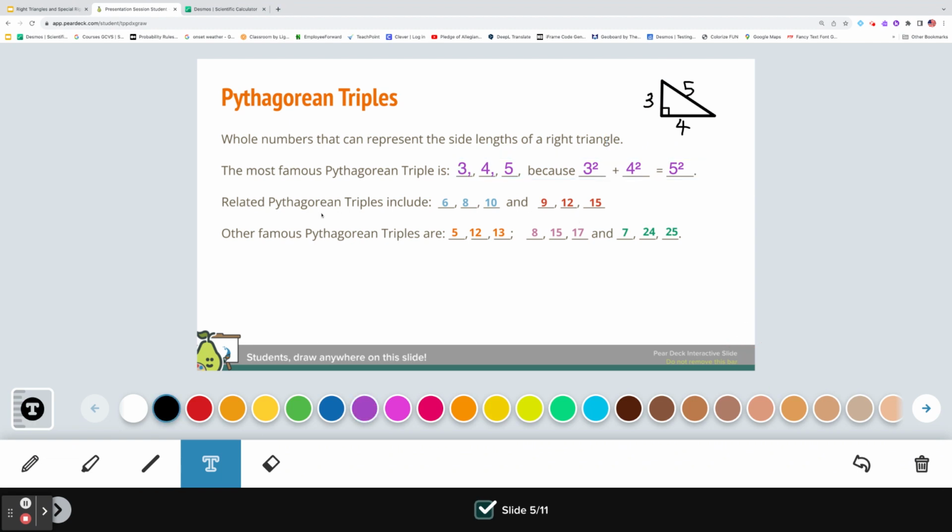There are many other Pythagorean triples that are related to 3, 4, 5. So we could just double these side lengths. 6, 8, 10 is another common Pythagorean triple. We could also multiply these three numbers by 3 to get 9, 12, 15. That's another common triple. But there are other famous Pythagorean triples. One is the 5, 12, 13, also 8, 15, 17, 7, 24, 25 are just some of them. In all of these triples, A squared plus B squared will be equal to C squared.